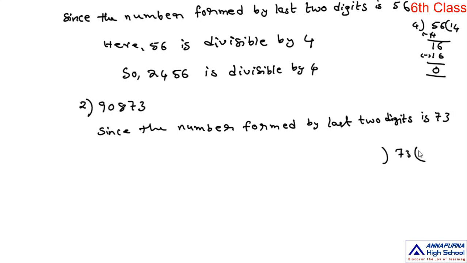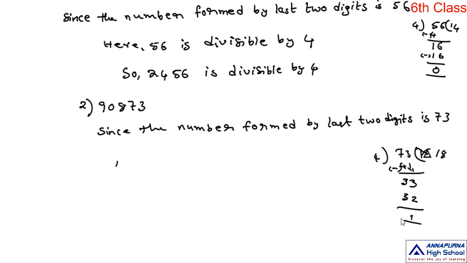73, is it divisible by 4? We check by actual division. 4 ones are 4, remainder 3, bring down this 3, 33. 4 eights are 32, remainder 1. Here 73 is not divisible by 4. Why? Because the remainder is not zero, 1 is the remainder.